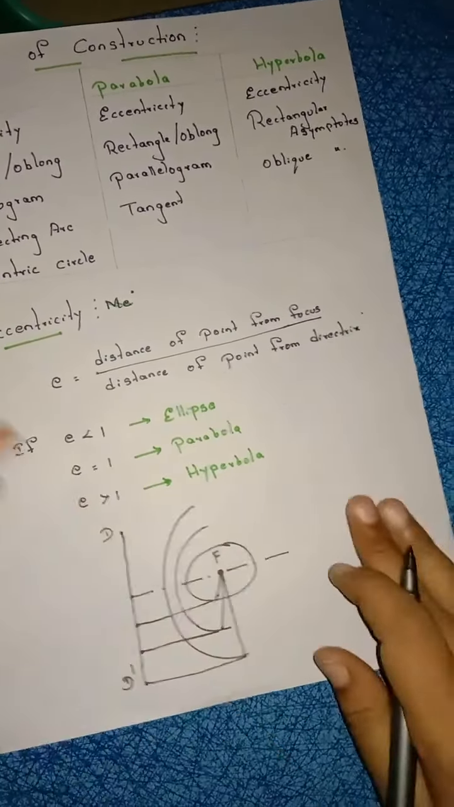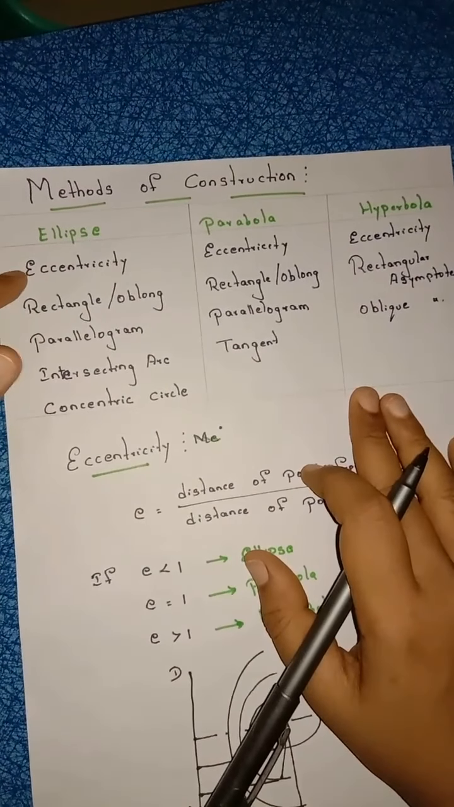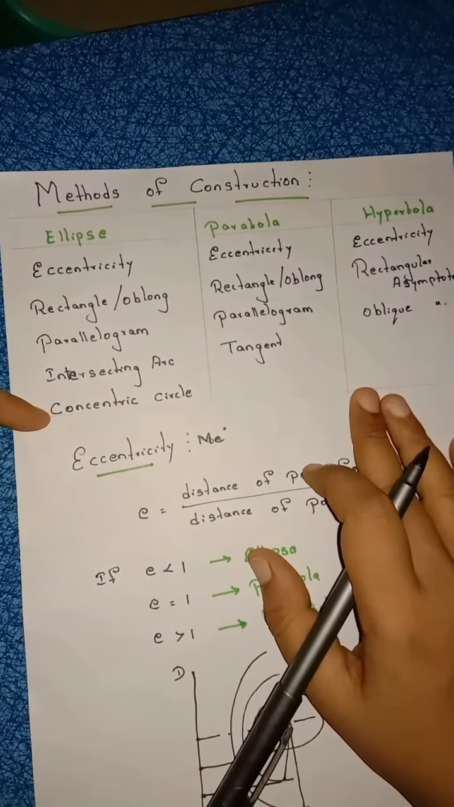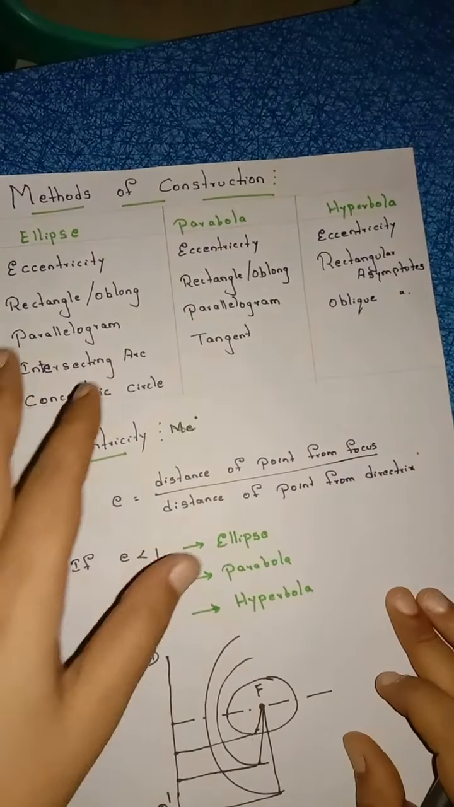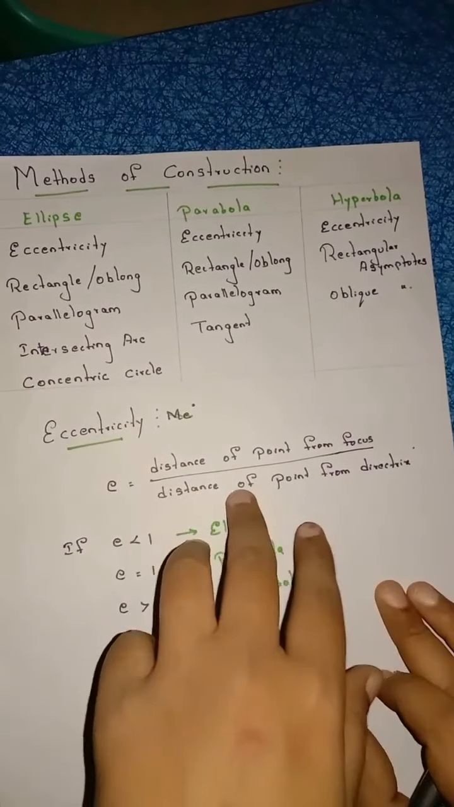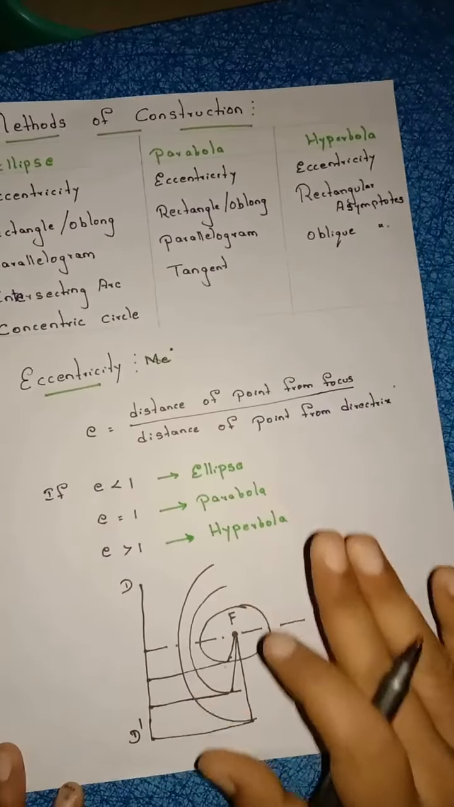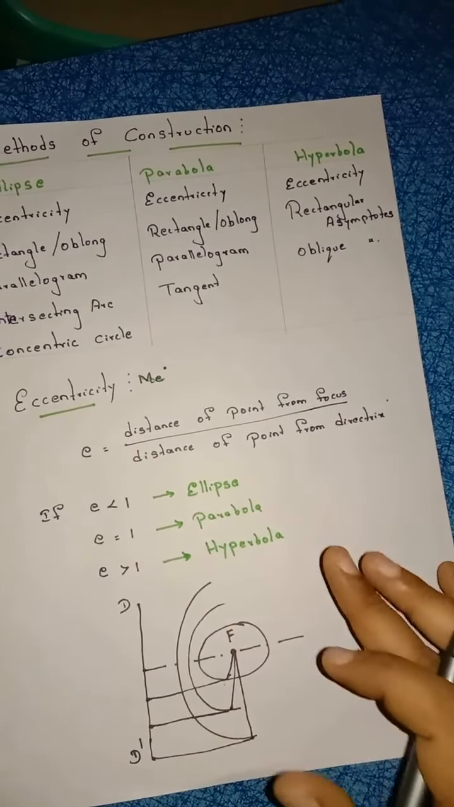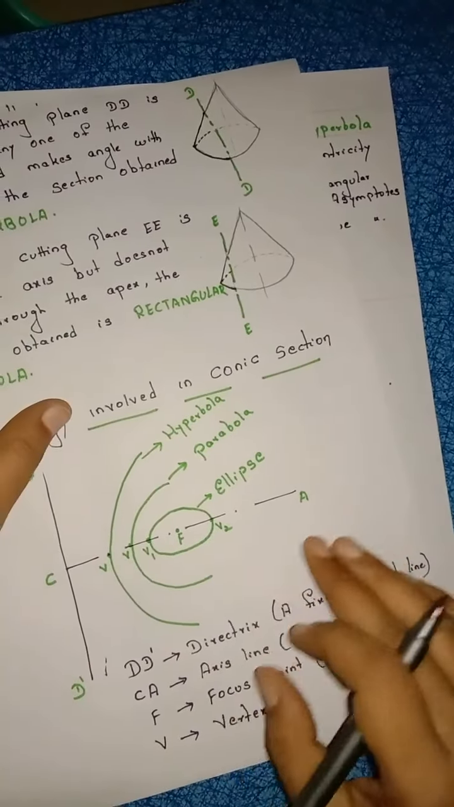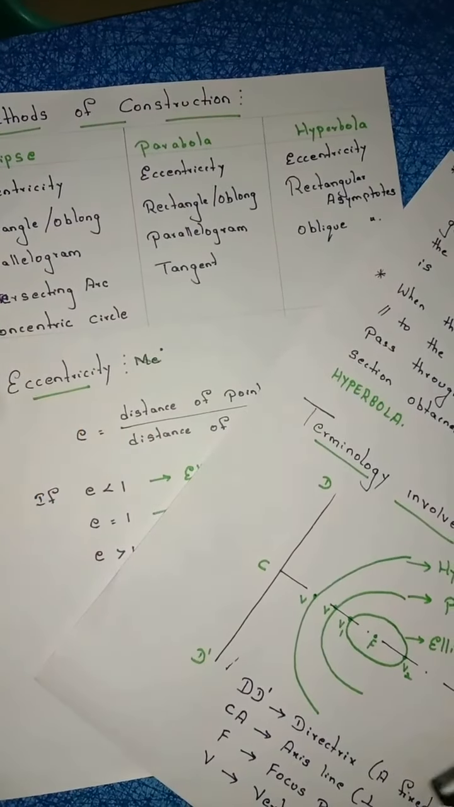In the next video we will see all these constructions: ellipse, eccentricity method, rectangle method, parallelogram method, intersecting arc method, concentric circle method. In order to construct all these methods, you have to know all these terminologies first. What is eccentricity, what is focus, what is directrix, what are vertices and all. If you know these terminologies, you can draw the problems easily.